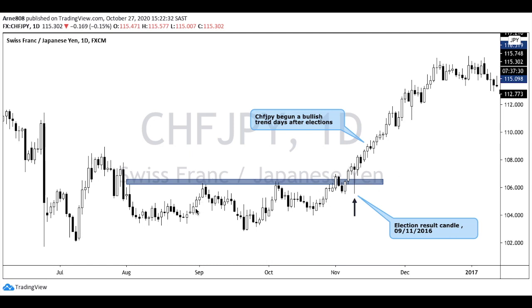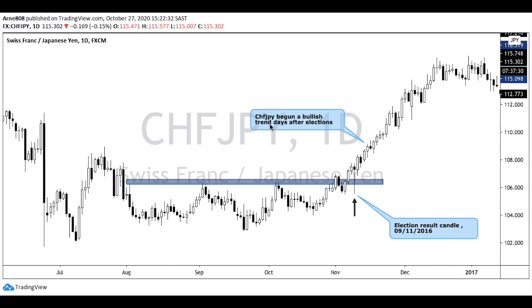So you can see the Swiss franc Japanese yen was failing to break above this zone. So it broke above the zone, then when the president was announced, it rejected, tapped into this zone, then continued its bullish movement. You can see it was just playing around this zone, then rejected, but apparently CHF became strong and USD CHF became strong.